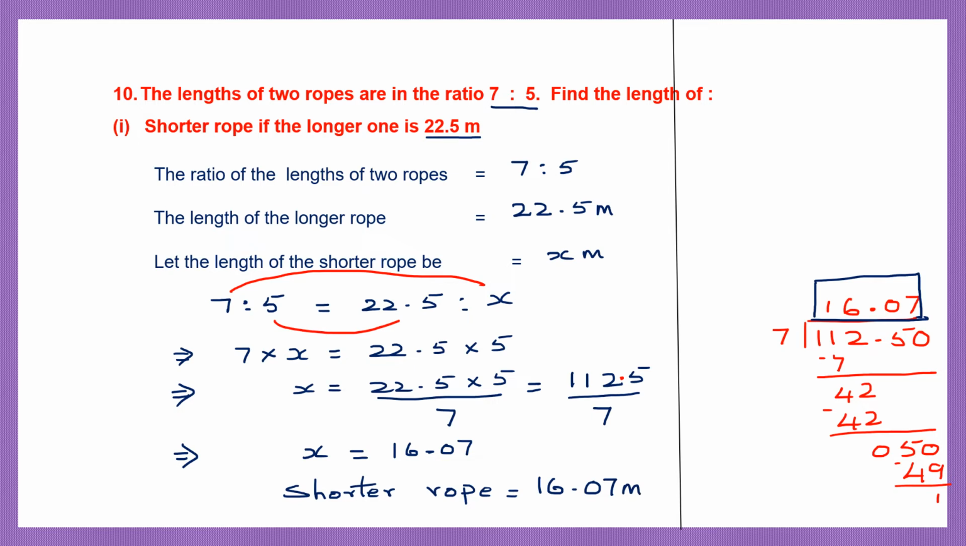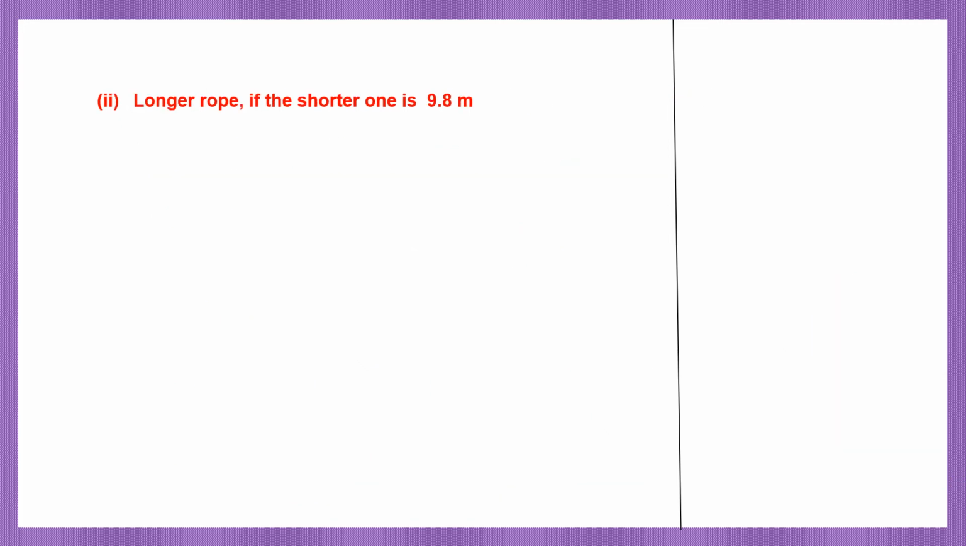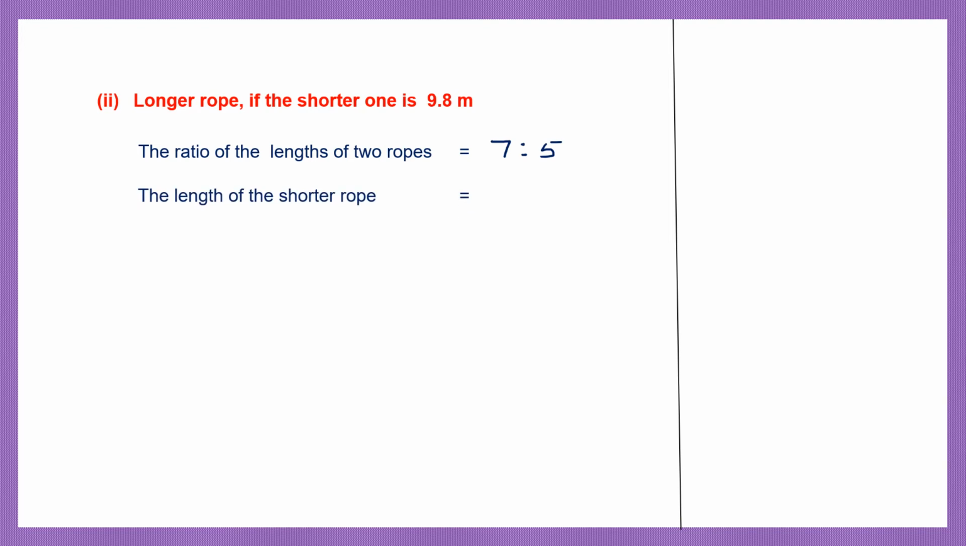The second part of question 10 we will move into. Now here we have to find the length of the longer rope. And here they've given us a measurement of the shorter rope. So the ratio of the lengths of the ropes given to us in the question is 7:5. The length of the shorter rope is given to us, 9.8 meters. So let the length of the longer rope be x.